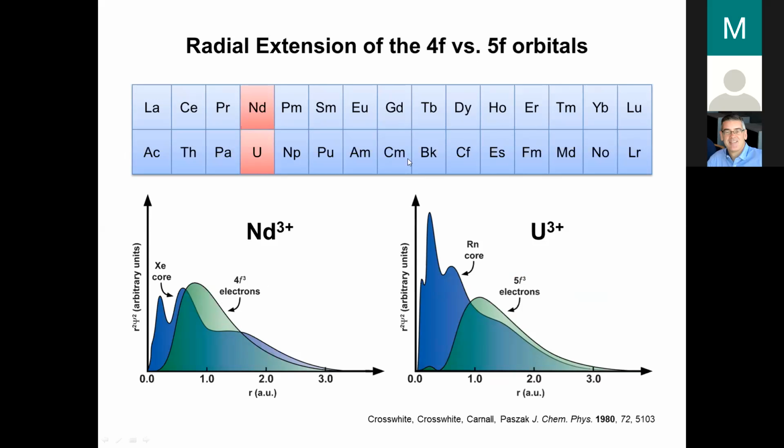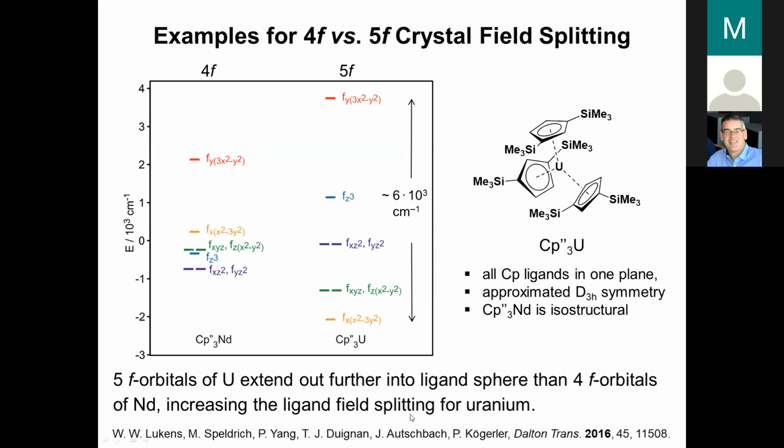All right, if that's not the case, then we will just go ahead and see how the differences in the radial extent and in the metal ligand bond covalency manifest in orbital splitting diagrams. This was done recently by Wayne Lukens working at the Lawrence Berkeley National Lab by experimental and quantum chemical methods for this uranium tris-CP complex, where these cyclopentadienyl ligands are really the workhorse for molecular uranium and actinide chemistry.